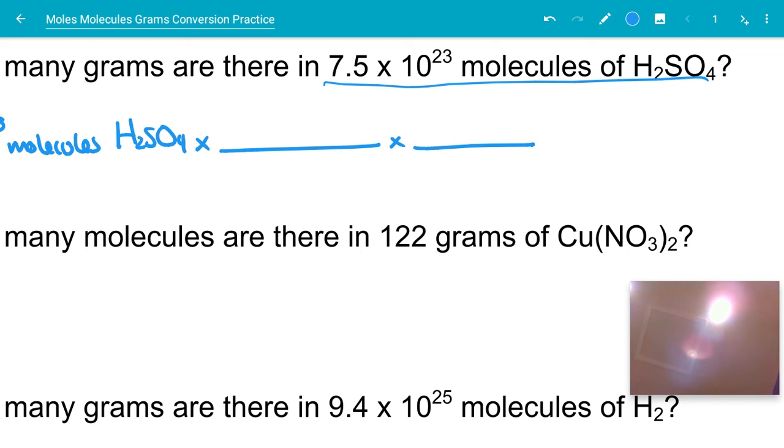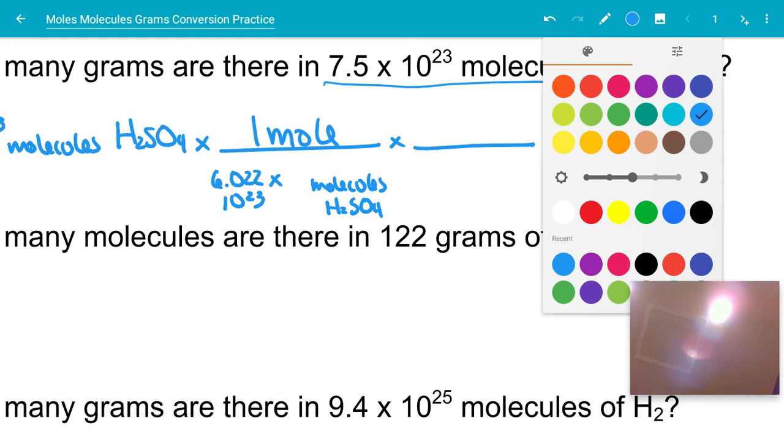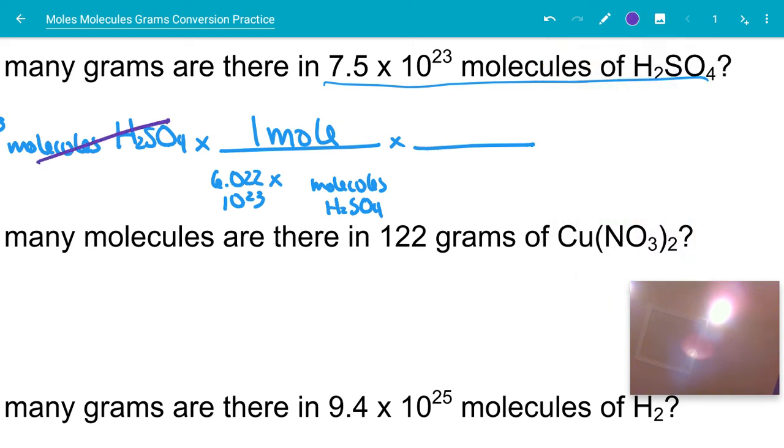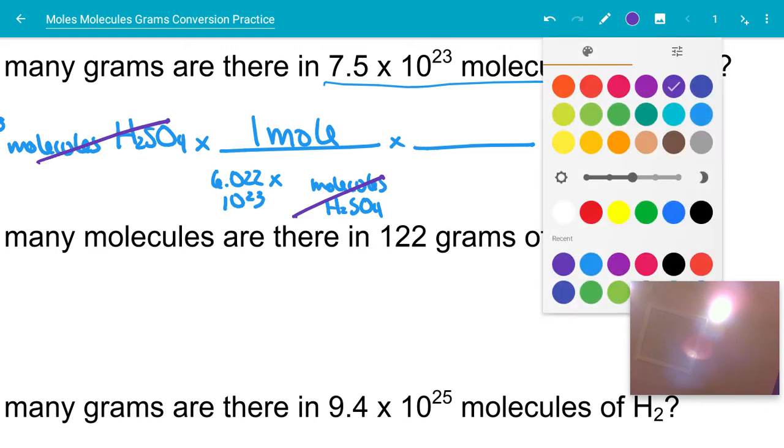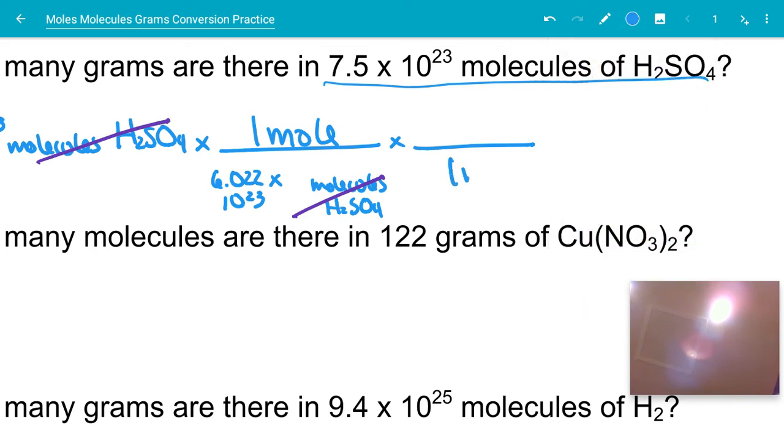All right, so I want to get rid of molecules. So that means I'm going to put molecules on the bottom of H2SO4. And this is my conversion factor. So in 1 mole, there are 6.022 times 10 to the 23rd molecules of H2SO4. Now notice that my molecules of H2SO4 have canceled out. And right now I have the unit of moles. So now I'm going to put 1 mole on the bottom to make that cancel out.